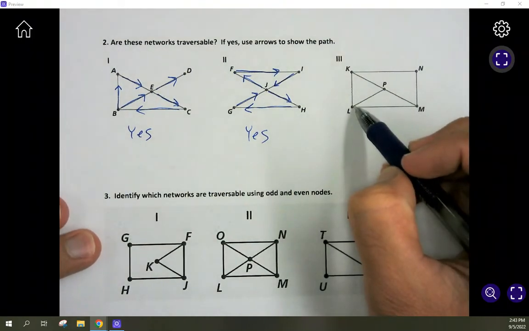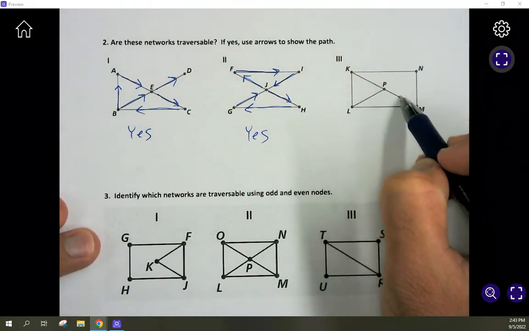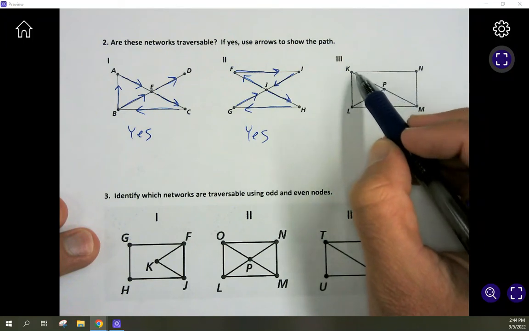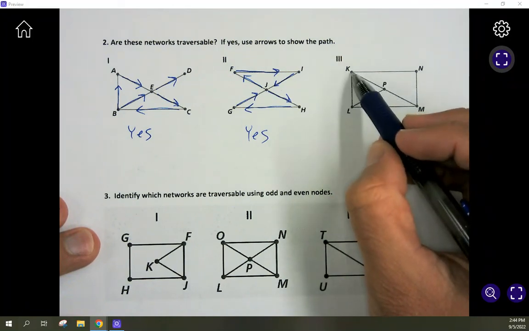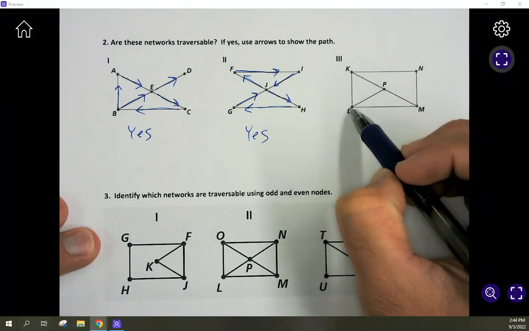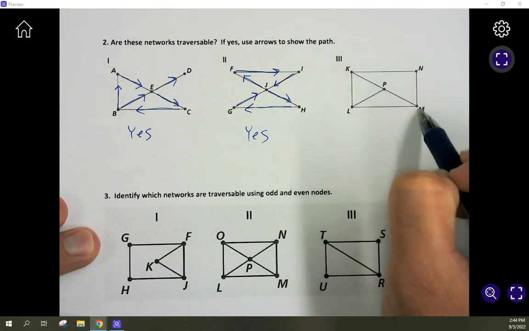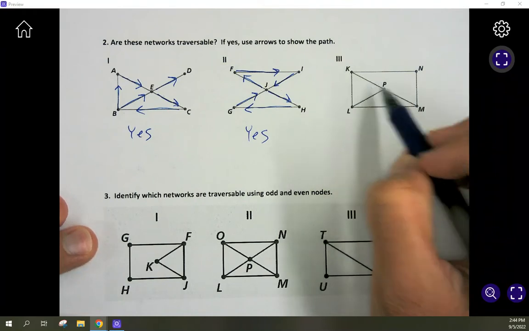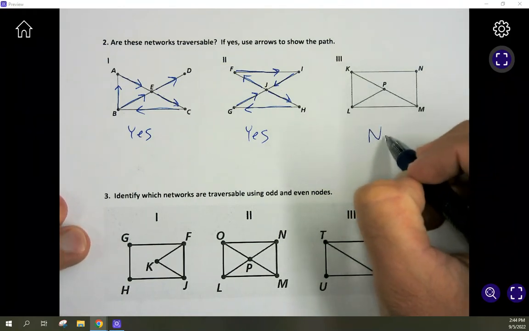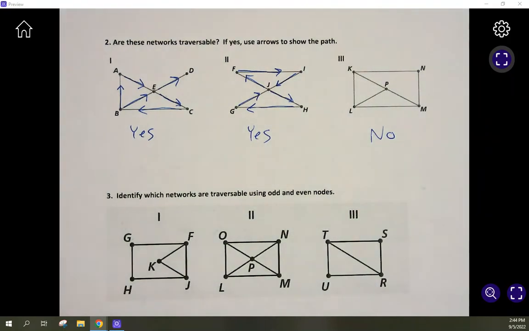Started a different letter. What if I started at L, up, over? Okay, I'm going to end up crossing. If I go down, so let's say I went up, here, here, here, and crossed. All right, I still didn't hit this. This one is no, this is not traversable.